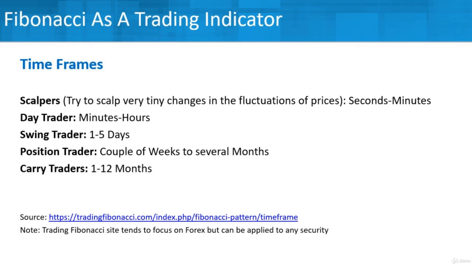And so when you're setting your time frame, you can see the different time frames. Scalpers are looking at seconds and minutes. They're just trying to make a lot of trades real quick. Day traders look at minutes to hours, and then they'll close out at the end of the period, and so on up to a carry trader who might be looking over one to twelve months, right? So you would be setting your Fibonacci levels to match up with those time frames. If I'm a day trader, for example, I'm not going to look over weeks and months. I'm going to look at minutes and hours when I'm looking at my Fibonacci levels.